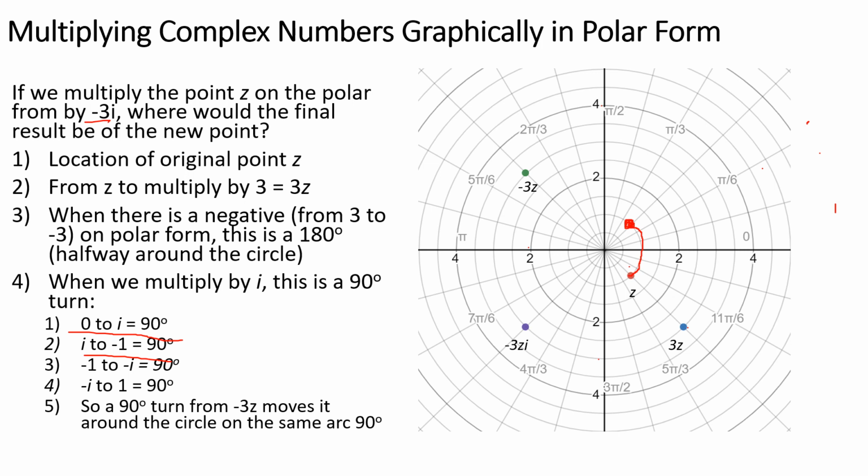And if we go from 0 to negative 1, that'd be 180 degrees right there. And that's the same as negative 1i. We've already moved I, and now we got to move another one.